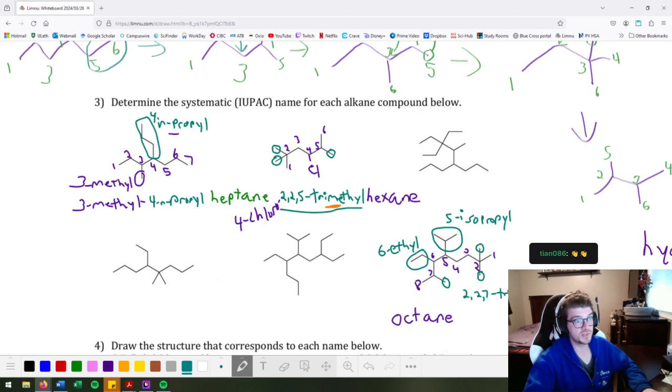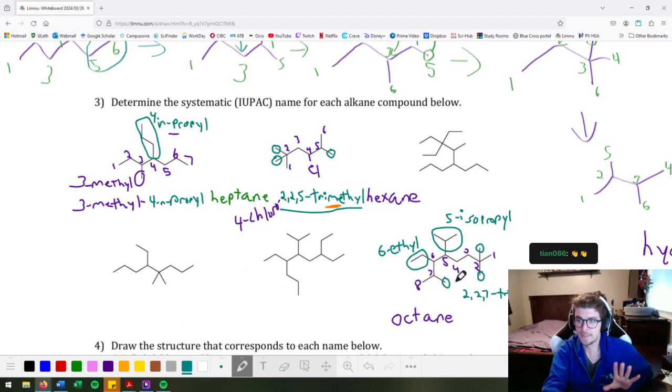So we've got 2,2,7-trimethyl, 6-ethyl, 5-isopropyl. There's absolutely part of me that really wants to rearrange this and see if we can get any lower numbers. Just trying to think, because this would be 2-methyl, 3-ethyl, 4-isopropyl, then 7,7-trimethyl. Nope, so 2, 2, 5, 6, 7 is still the best option that I see. So we'll go with that.